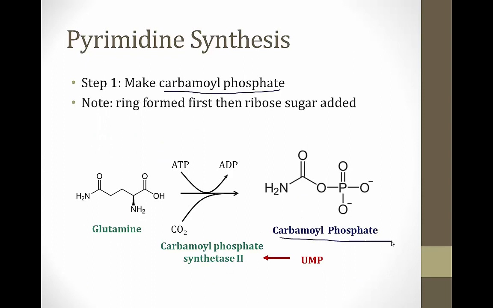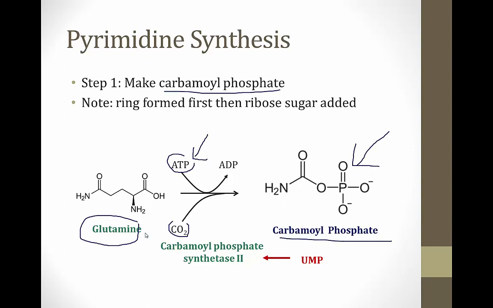Step one in the synthesis of pyrimidines is to make a molecule called carbamoyl phosphate, and this is the structure of that molecule right here. It is synthesized from the amino acid glutamine using carbon dioxide and also ATP. Anytime you see a phosphate group like this get added to a molecule, it always comes from ATP. ATP is a phosphate carrier for biochemical systems in the body.